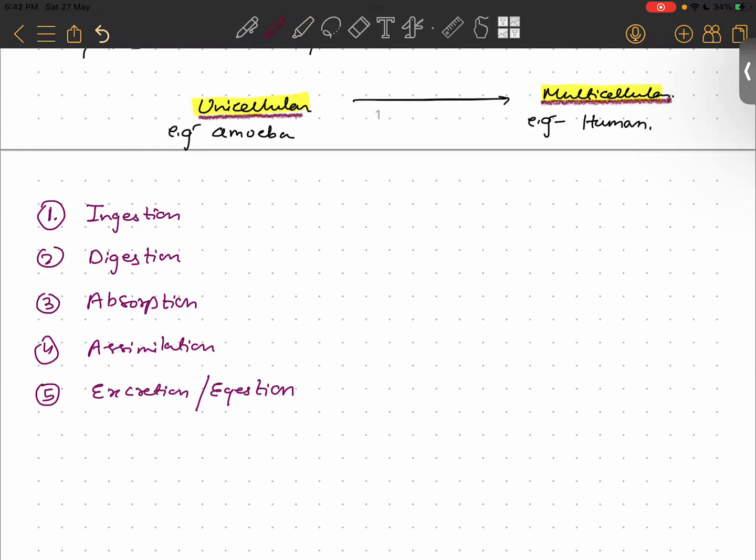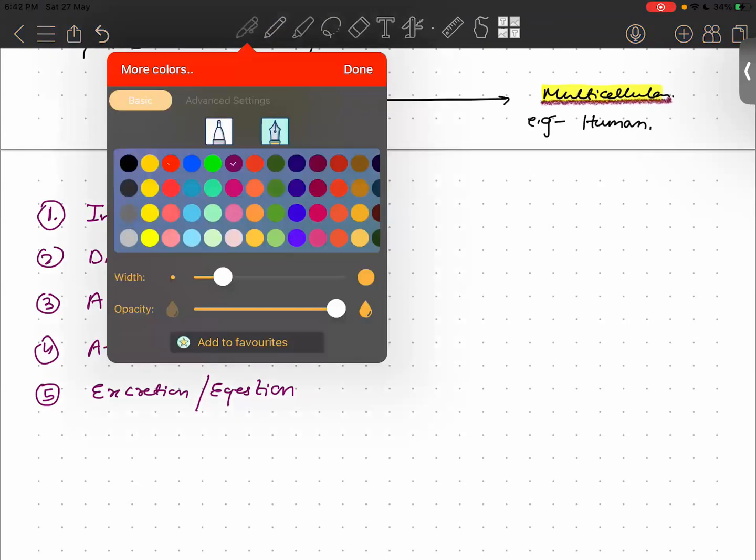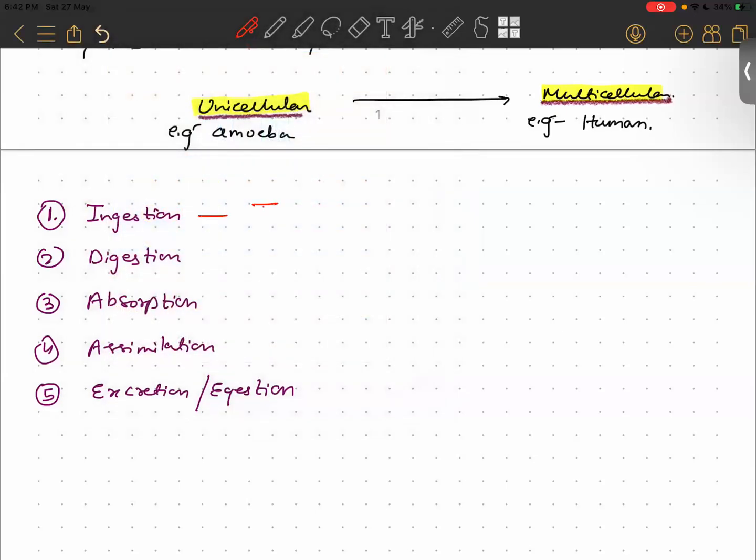we will say, what is ingestion? The taking up of food. The taking of food is called what? Ingestion. Okay. And what happens in the next procedure?